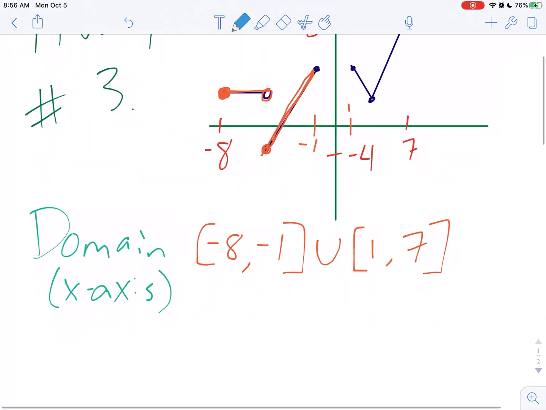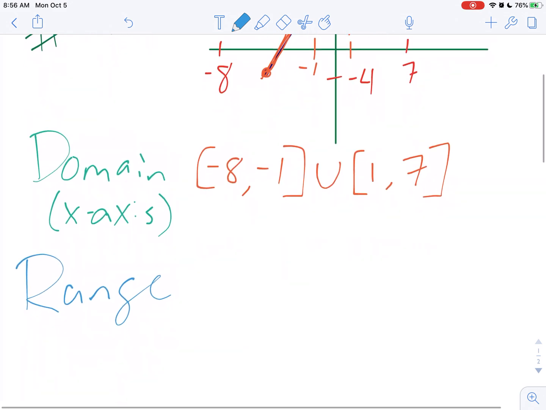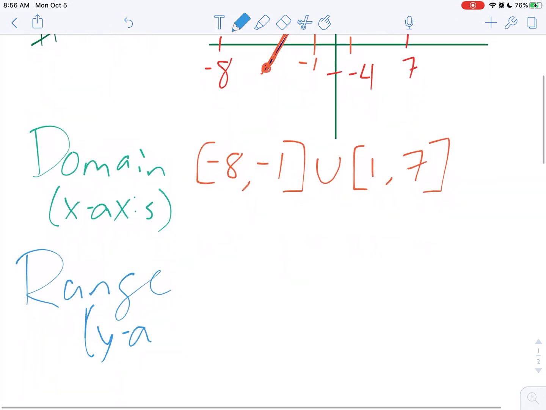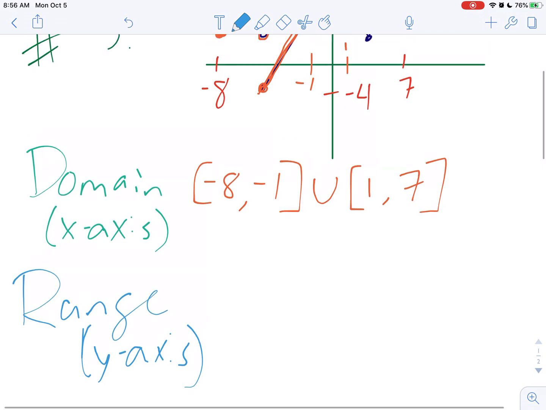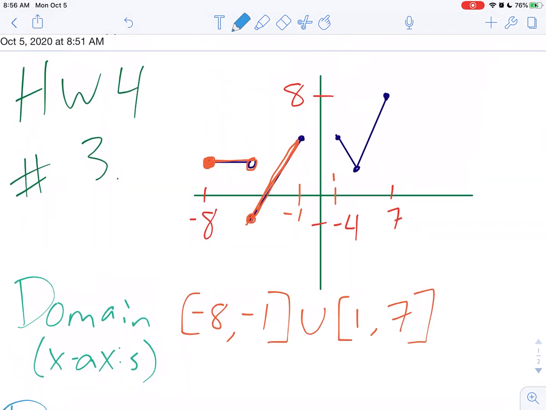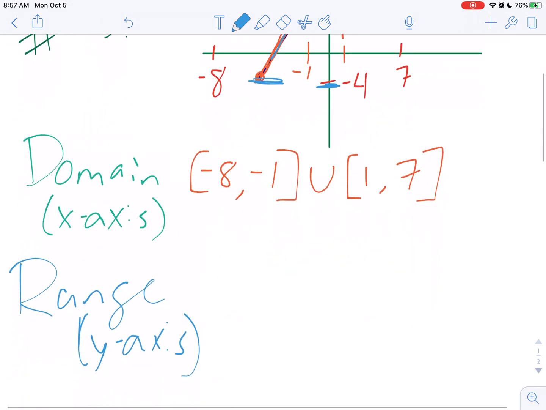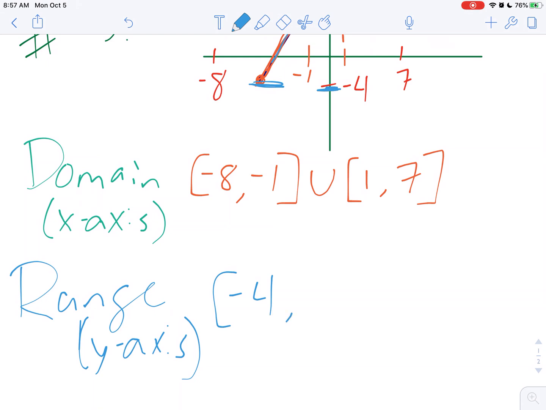The range is your y-axis. Just remember, range is your y-axis. So the lowest y value I have graphed here, I pretended it was a -4. And everything is graphed from there. Even though it jumps over, that's still okay. It graphs all the way up to an 8. So my range would be a -4 up to an 8.